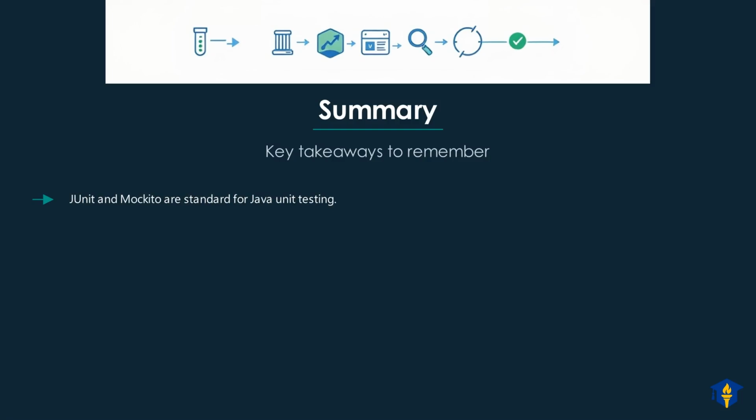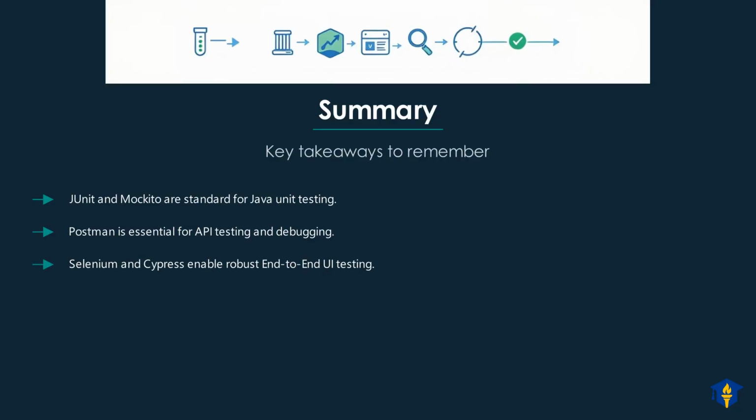JUnit and Mockito are the industry standard frameworks for effective Java unit testing. Postman remains an indispensable tool for robust API testing and thorough debugging. Selenium and Cypress are powerful frameworks that enable robust end-to-end UI testing.